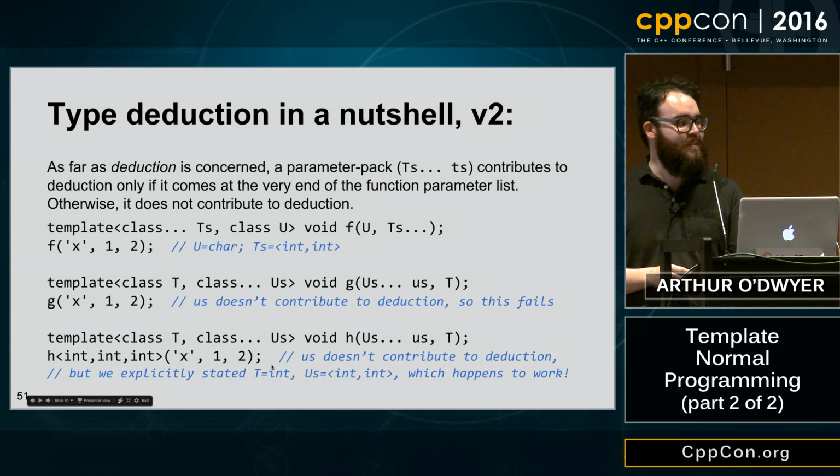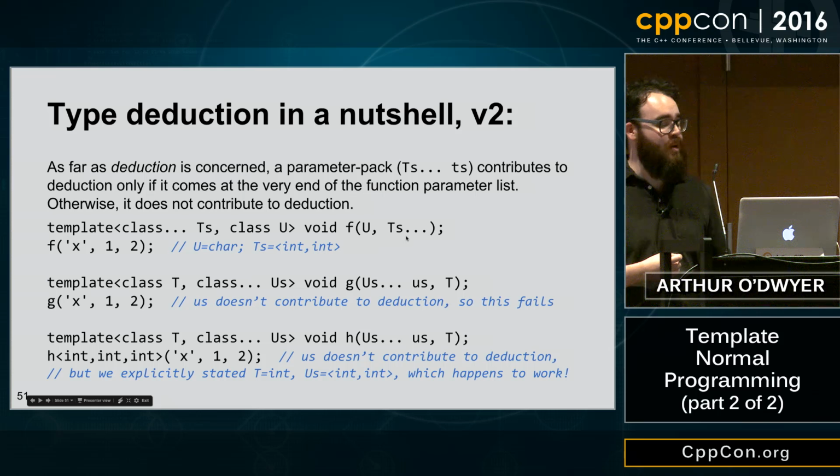It's not a very satisfying answer when I say it like that. So the trick here is that the parameter pack contributes to deduction only if it comes at the very end of the parameter list. So only in F do we deduce anything about T's. In the other cases, we're not deducing anything about U's.